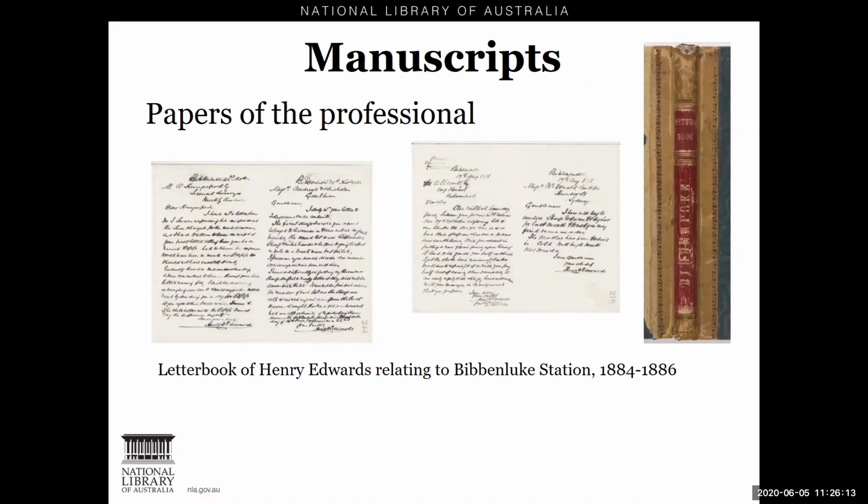There are also papers of the professional, such as the records of Burnima and Bibbenluke stations. Nearly 40 boxes of papers covering the operations of these two pastoral stations in the Monaro region of southern New South Wales from 1888 to 1915. The collection includes letter books, financial records, diaries, station ledgers and business correspondence. While they may seem dry financial records, they tell the story of business and life on the land in a way that was so common at the turn of the 20th century Australia, written by those who lived there and worked the stations.